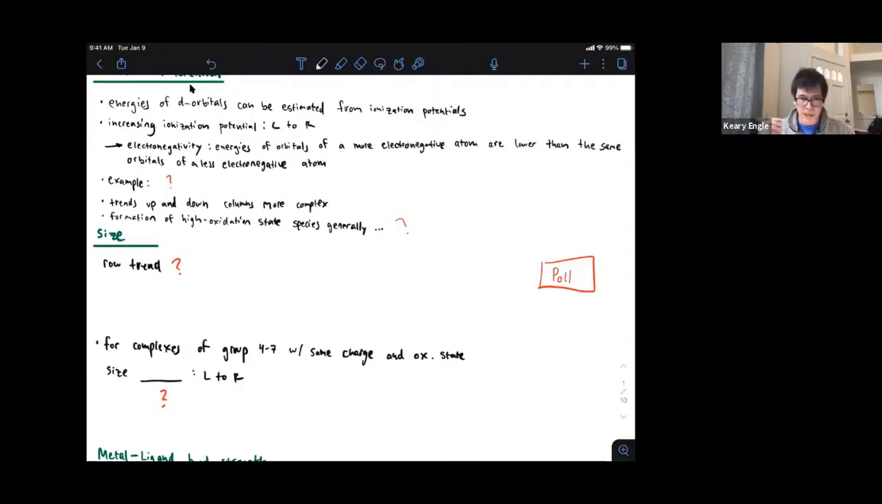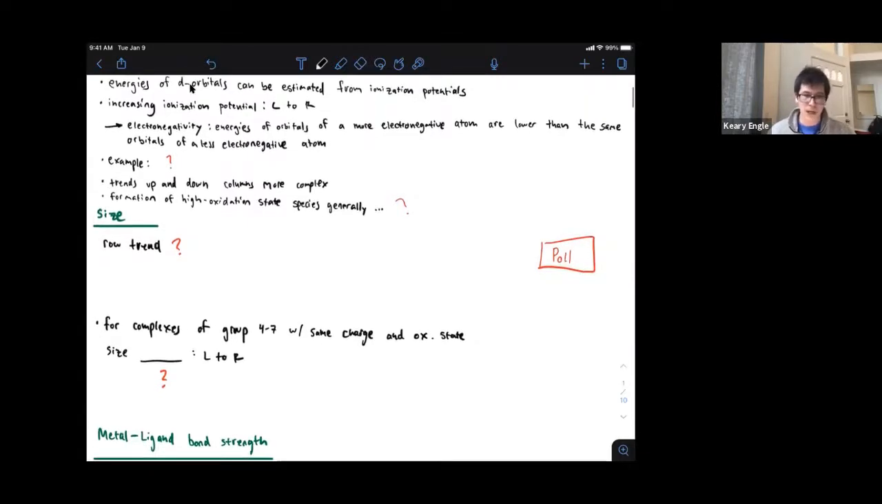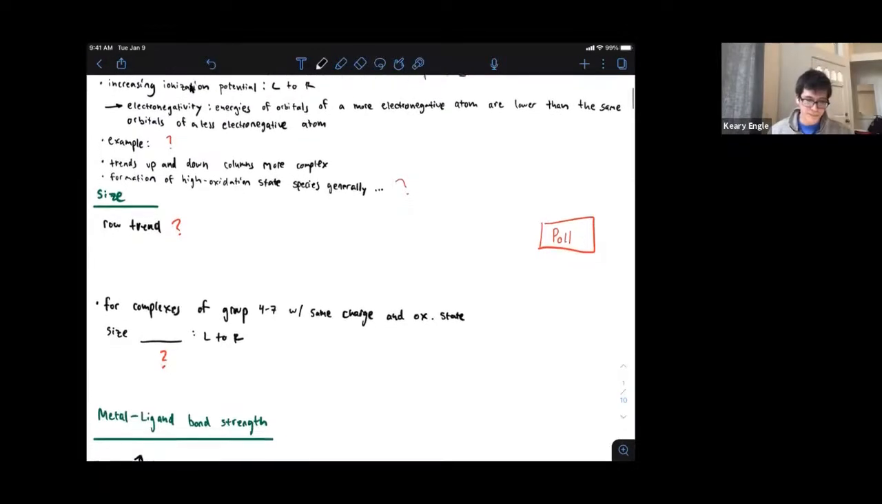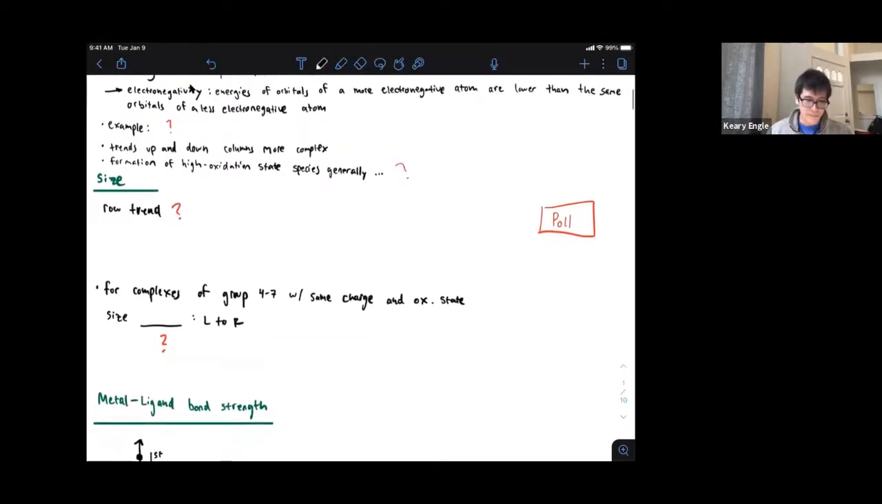This has a number of consequences, but in essence it means that, all else being equal, it's easier to pull an electron out of an early transition metal than a late transition metal. Of course, this is what one would expect from looking at the electronegativity, the early transition metals being more electropositive in character. Another way to restate this is that the energies of orbitals of an electronegative atom are lower than the same orbitals of the less electronegative, more electropositive atom.